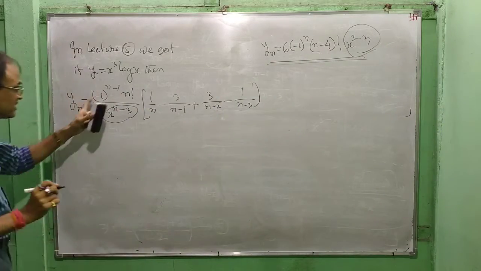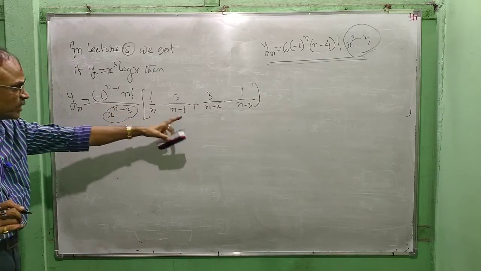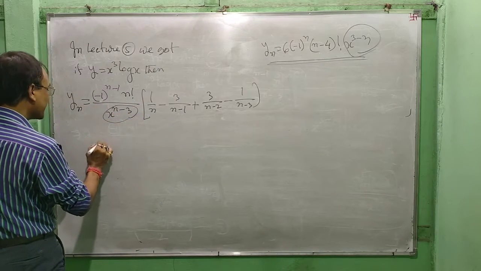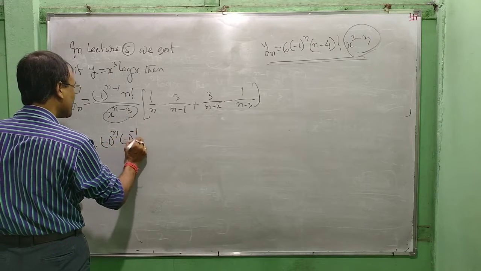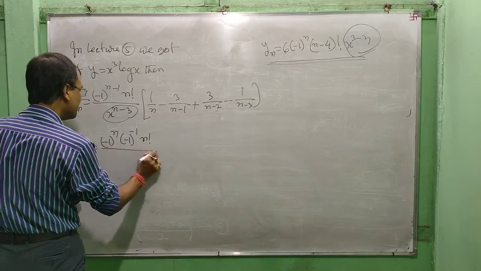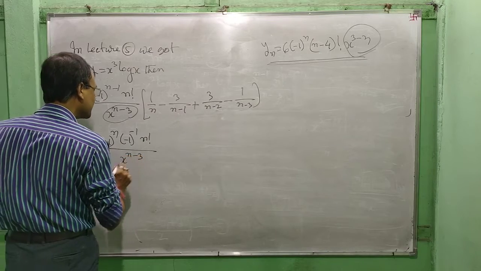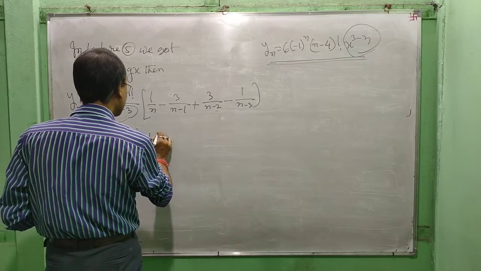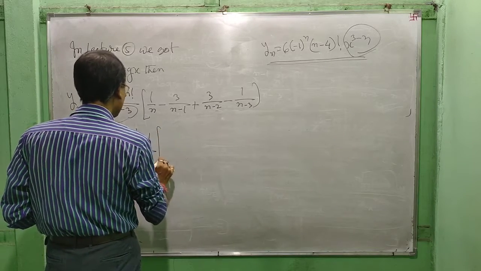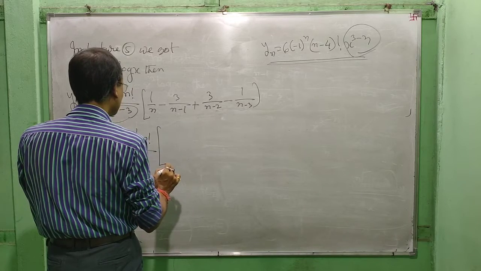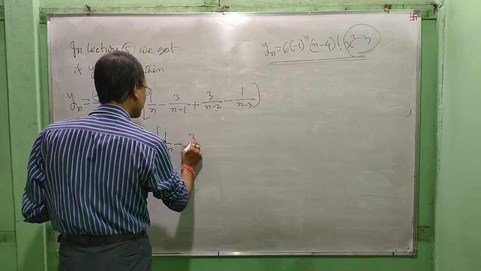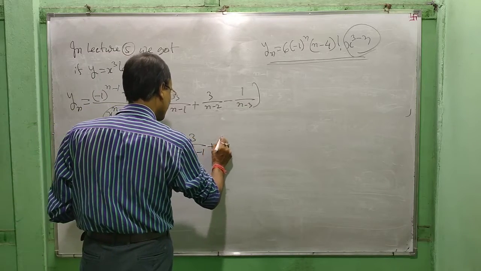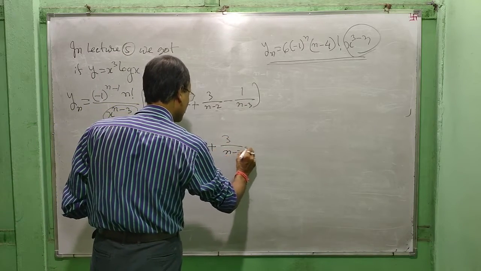Now we got this one in lecture 5. You see here, it can be written as (-1)^(n-1) factorial n divided by x^(n-3). Suppose 1 by this one. We got this one.